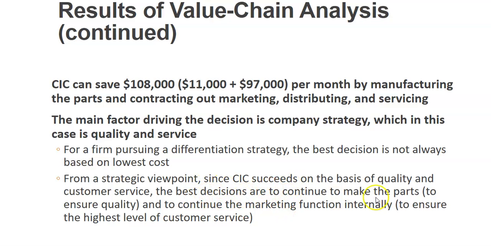So we have, from the strategic standpoint, we're already succeeding on the basis of quality and customer service. The best decisions are the ones that continue to ensure that quality and level of customer service. Unless we can guarantee that those levels of quality and customer service are maintained, even with a money savings of $108,000, it might not be worth it to us as a strategy.